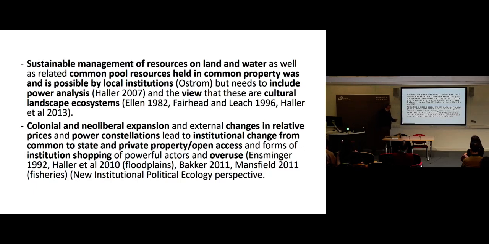Then the second point, colonial and neoliberal expansion actually brought changes in so-called relative prices. That comes from this new institutionalism saying, if the external factors are changing the value of a context and the resource, if, for instance, suddenly fish in the picture which we saw gets more valuable. So a lot of people from outside, from towns, etc., move in and try to use this fish. So local people lose the access then to fish. And that happened many times, and that is also related to power constellation.